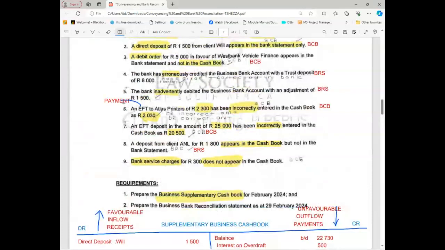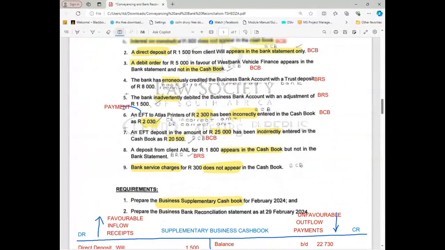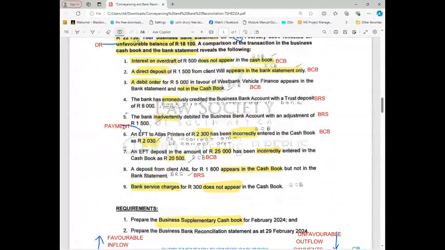Remember, this one was the deposit. So we must check any EFT payment which we made, but does not appear. It must be like this. This one was the deposit, did not appear on the bank statement. Do we have any EFT which was not reflected on the bank statement according to our information? No, it doesn't seem like we have one.